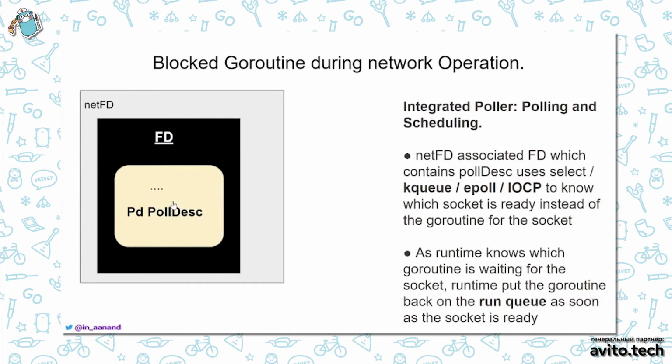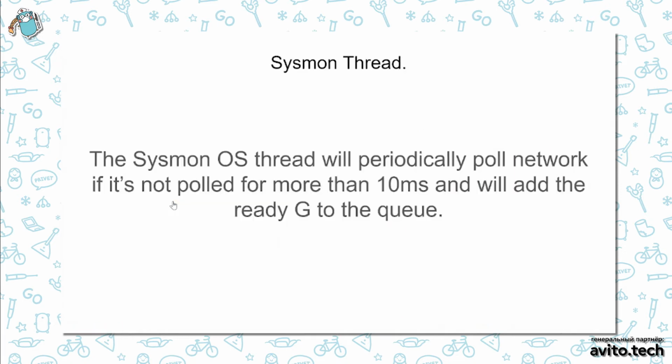Also, the poller uses select, kqueue, epoll, or IOCP based on the operating system to know which file descriptor is ready, and will put the coroutine back on the run queue as soon as the file descriptor is ready for reading or writing. And then we also have one sysmon OS thread that will periodically poll the network if it has not been polled for more than 10 milliseconds and will add any ready coroutine to the queue.